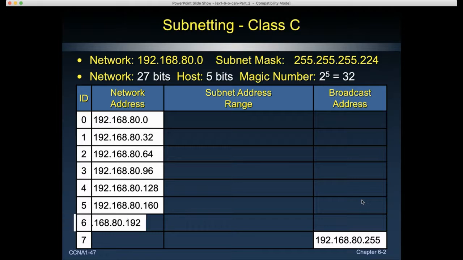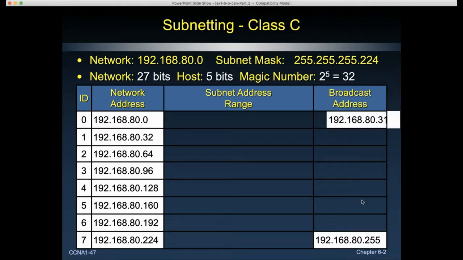32 times 5 is 160, times 6 is 192, and times 7 is 224. Okay, all third grade math so far. Now we have our network prefixes that we're going to use. We only needed 4, but we have 4 more for future growth and expansion.